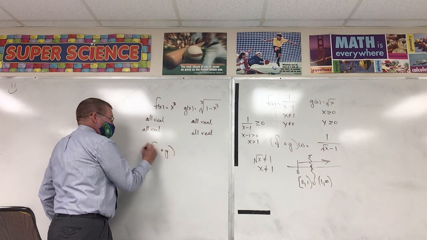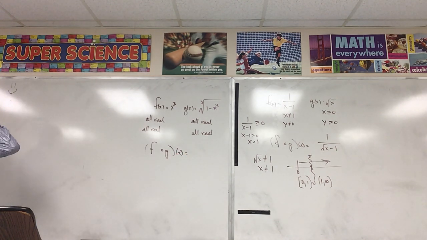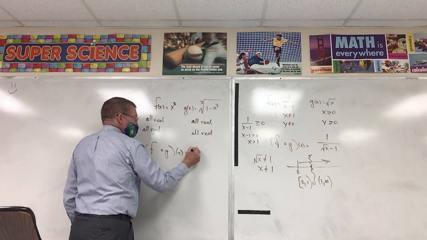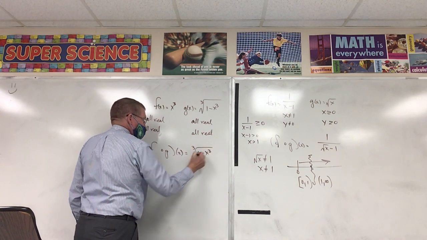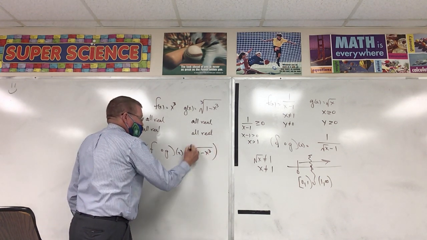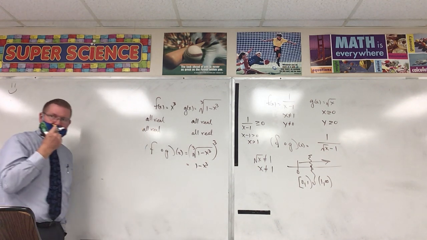f circle g of x. What am I gonna do? Amy, what am I gonna do? G first, like plug G into F. Okay, so you already knew that, so you know which one's first and which one's second, correct? So we're gonna put G here. So it's gonna be the cube root of 1 minus x, right? Oops, it's to be cubed, so it wouldn't just be 1 minus x. It's 1 minus x cubed.